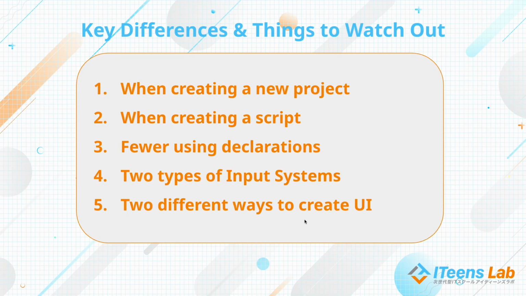Alright, let me wrap things up. When you create a new project, choose the built-in render pipeline. When you make scripts in Unity 6, start with a monobehavior script. As for using statements, you'll mainly need them when you want to use IEnumerator. So be mindful of that. Also, there are two input systems. You can manage both of them from the project settings. Select both and configure them accordingly.